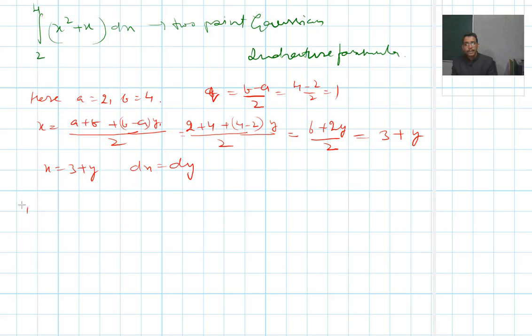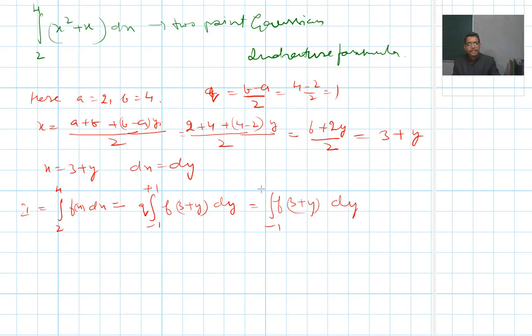So now let us transform the integral. Integral I is 2 to 4 f of x dx. It can be written as integral from minus 1 to plus 1 of f of 3 plus y dy times q, right? And the value of q will be 1. So it is the integral from minus 1 to plus 1 of f of 3 plus y dy, which we are getting.